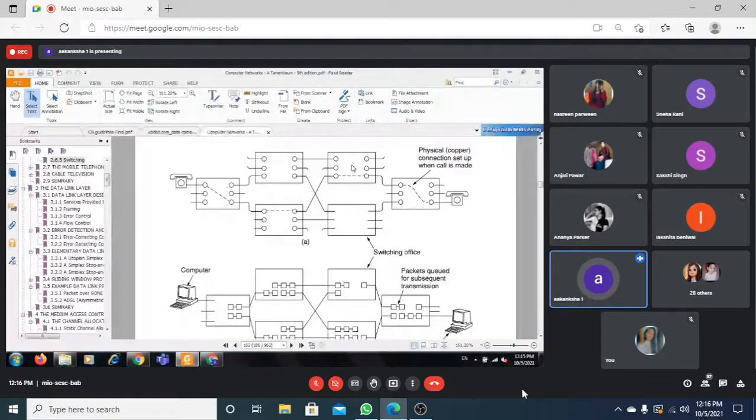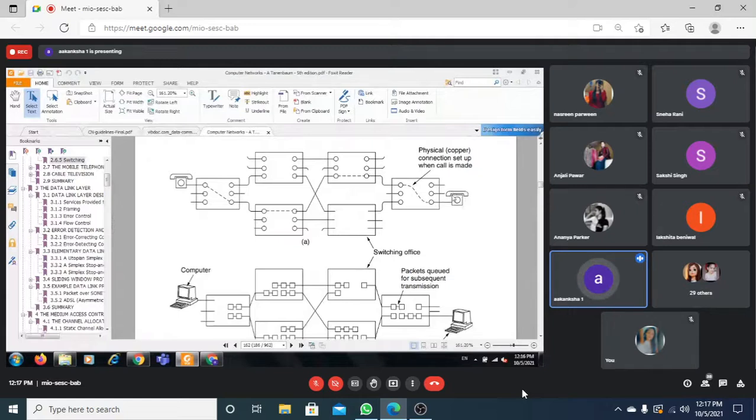And then you can see the physical copper connection set up when the call is made. When the entire path has been established, found, and is vacant, then the destination phone can ring here. Okay, so this is how circuit switching takes place in the telephone system. Whenever you dial someone's number, it is basically finding the actual physical path from the source to the destination. And what do we mean by actual physical path? In the switching offices, you have to find the path which is vacant.